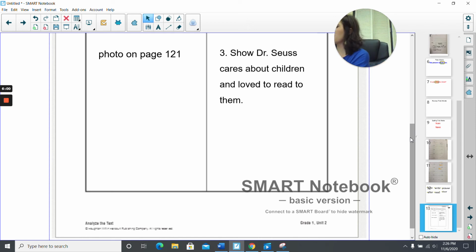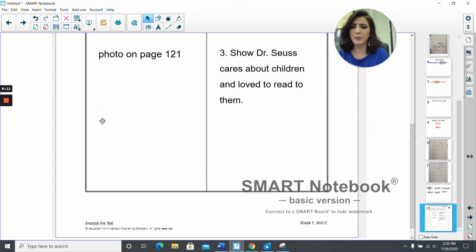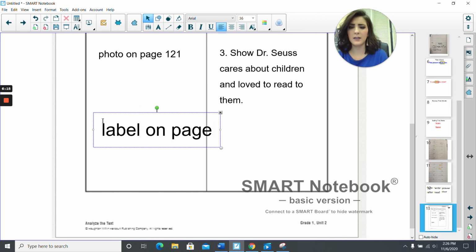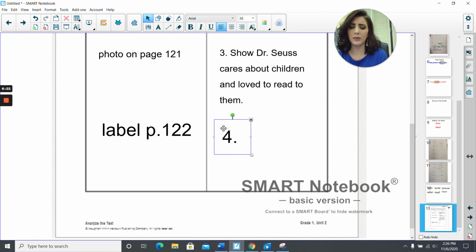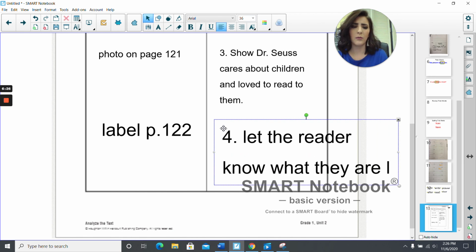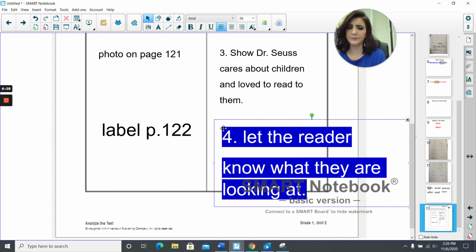Okay, and then the last one we're going to do is on page 123. You see this label right here. And the purpose of the label is to let the reader know what they are looking at, okay? So I'm going to put label on page 122, and the purpose of that label is to let the reader know what they are looking at. Let me make that a little bit smaller.